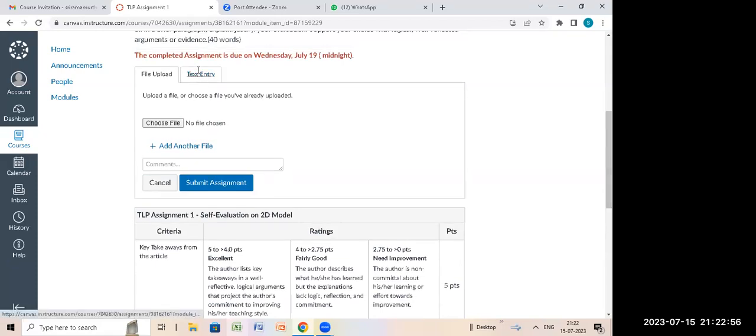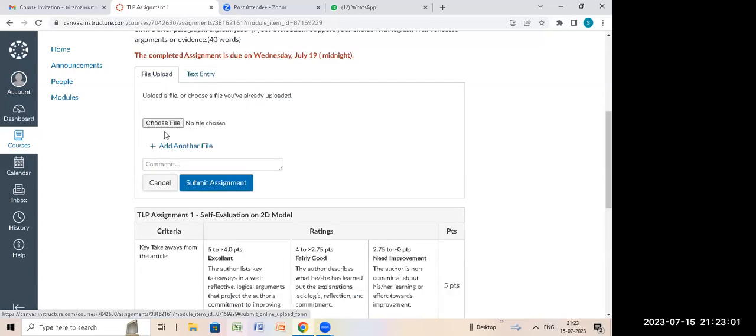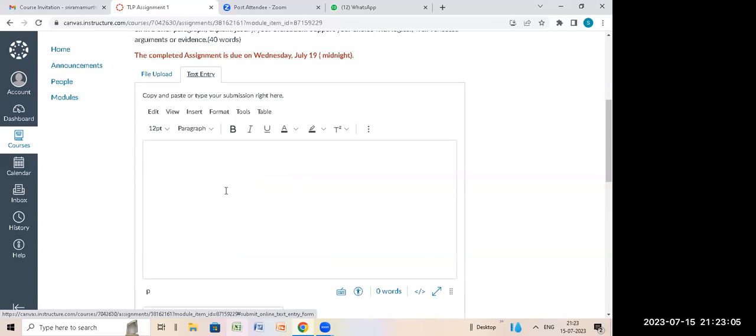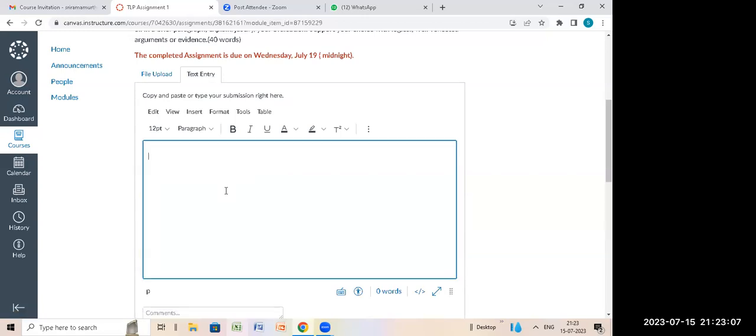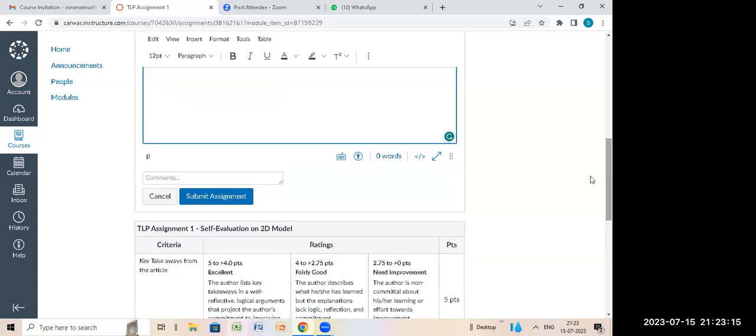Here text entry is there, madam. There are two options here: file upload, in which you can choose the document and upload it, or text entry. Whatever you want to submit, you can copy and paste here and submit. This is the way to submit the assignment. Okay, thank you, sir.